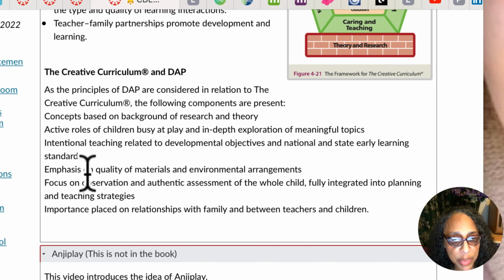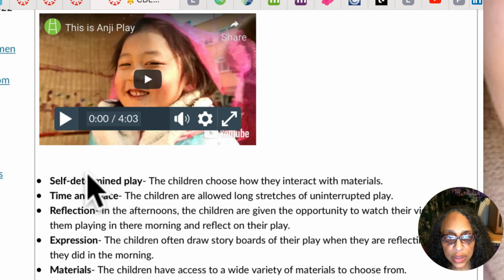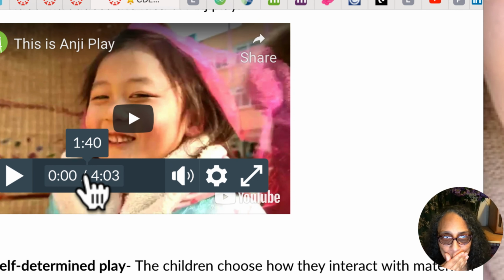And this is all from the book. Anji Play is not in the book. So I told you about how they have lots of loose parts in Anji Play. I told you about special needs children in Anji Play. The ratio is like 1 to 17 or 1 to 20, about that.